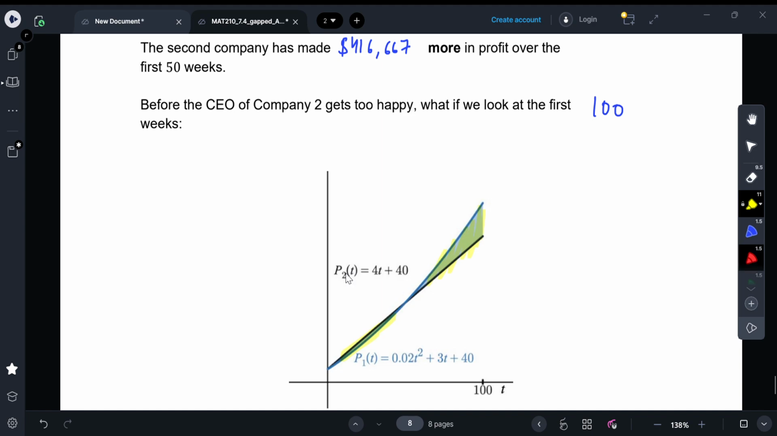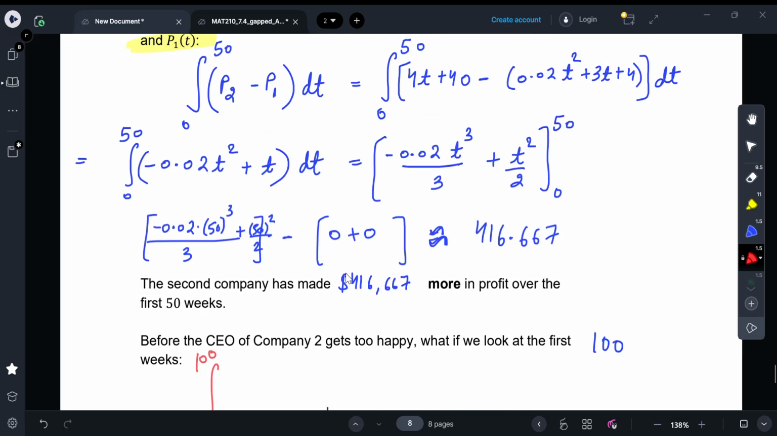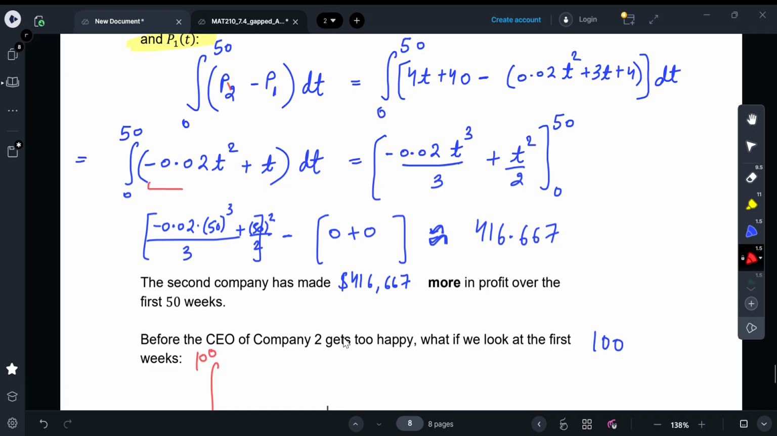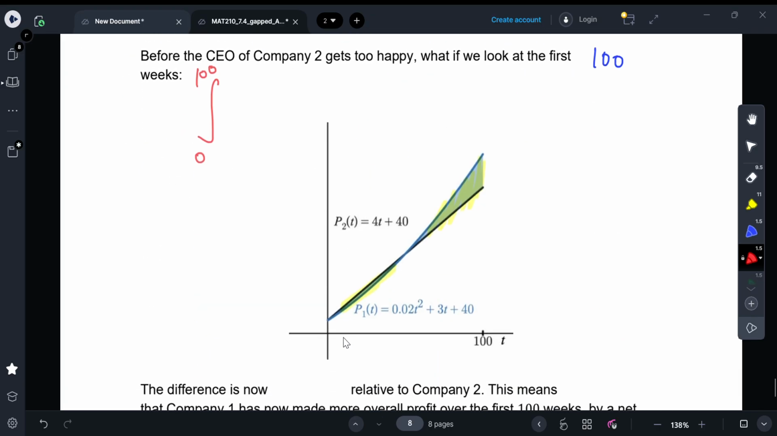What if we look at the first 100 weeks? Let's check this. Let's do the math. So I'm gonna do 0 to 100, okay? And the function that we've already simplified is right here, P2 minus P1, right? Negative 0.02 t squared plus t dt. You integrate, you will get negative 0.02 t cubed over 3 plus t squared over 2, and you do 0 to 100 and do this math.